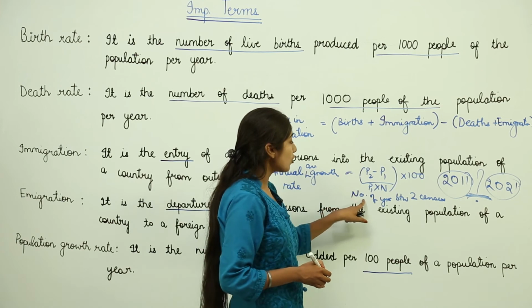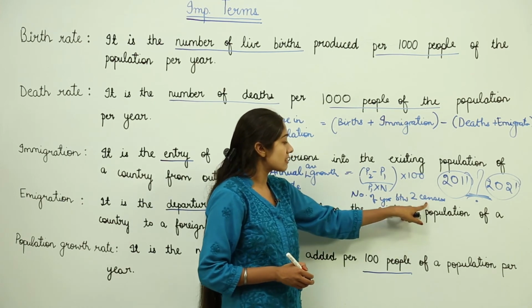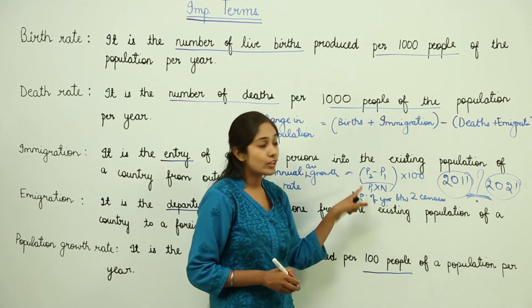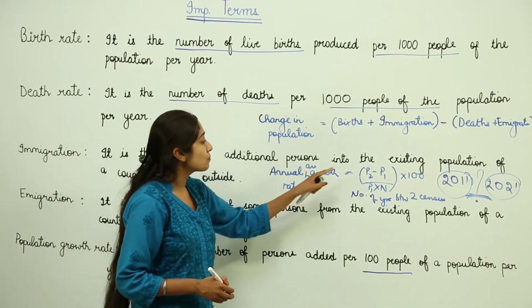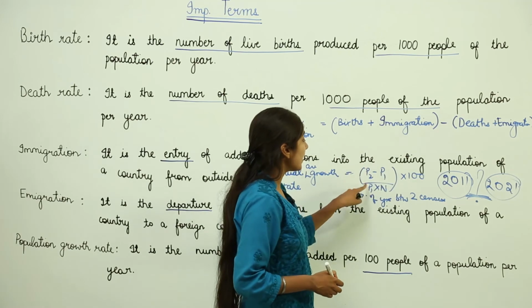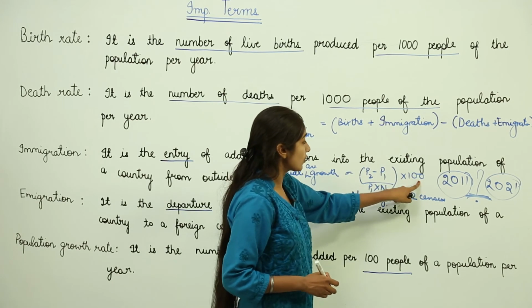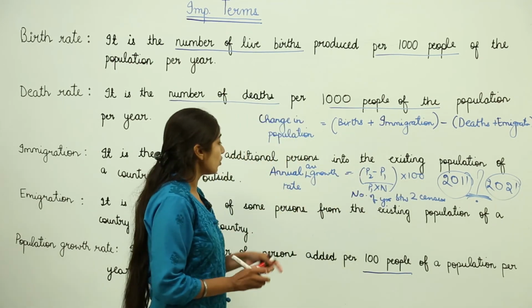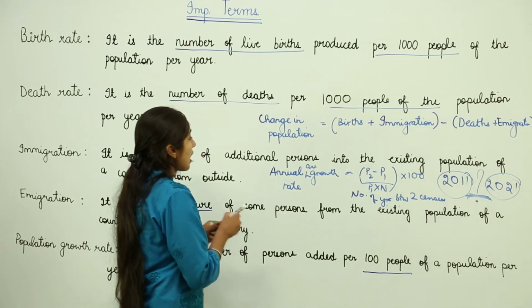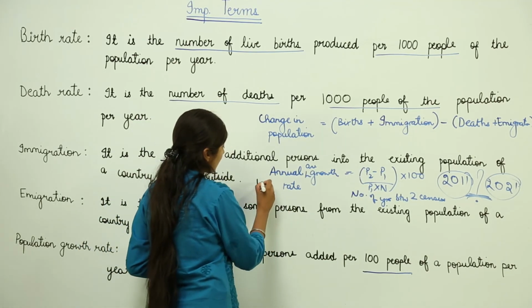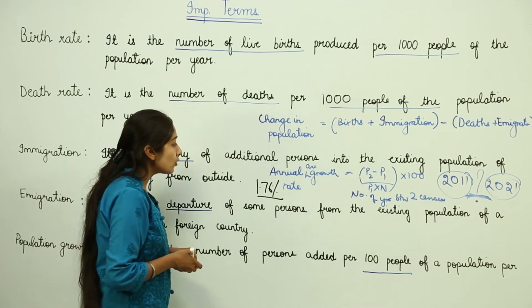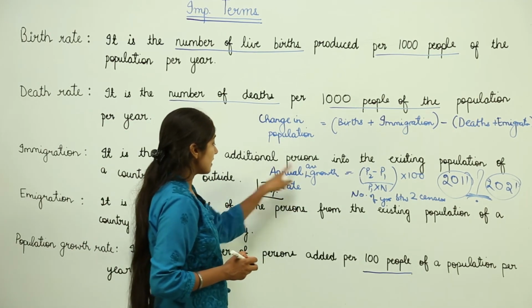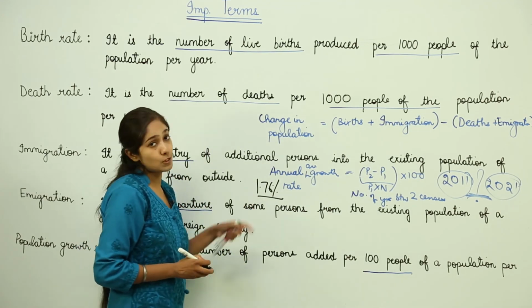It is the number of years between two census into 100. This is how you are going to find out the annual average growth rate, that is (P2 minus P1) upon P1 into N into 100. Now the average annual growth rate in India is about 1.76%.